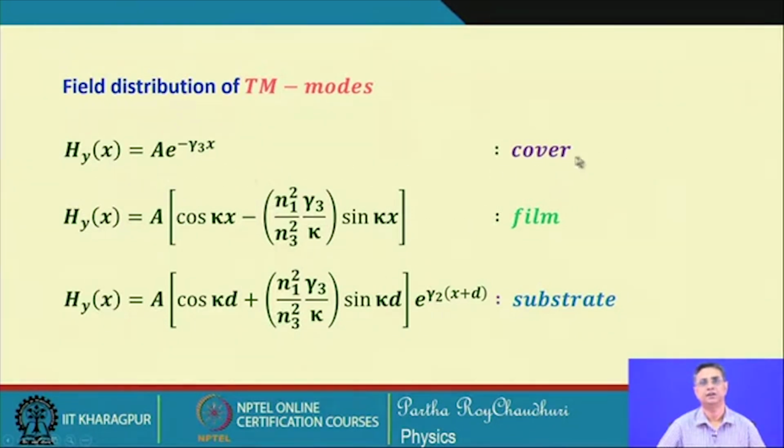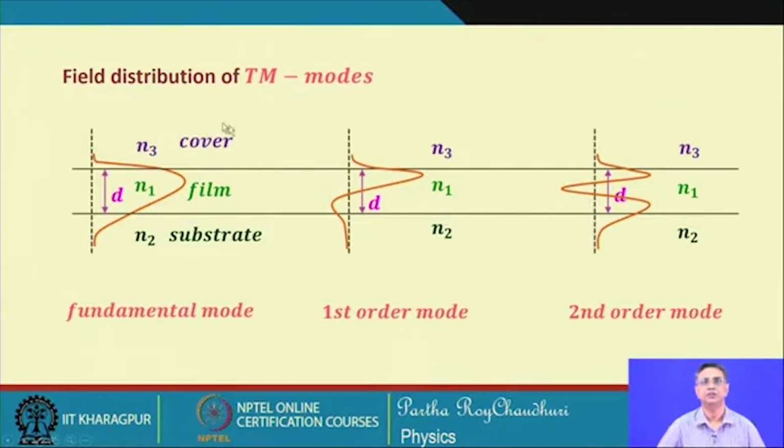evanescently decaying field in the cover region, an oscillatory field in the film region, which is represented by this equation, all taken care of, and in the substrate you again have an evanescently decaying field, but this gives you the strength of the field at the second interface. The amplitude of the field comes from this quantity. For the field distribution across the waveguide, you see for the HY field also, that is TM mode, you have a sharply decaying evanescent field across the film cover interface, and it happens for all other higher order modes.